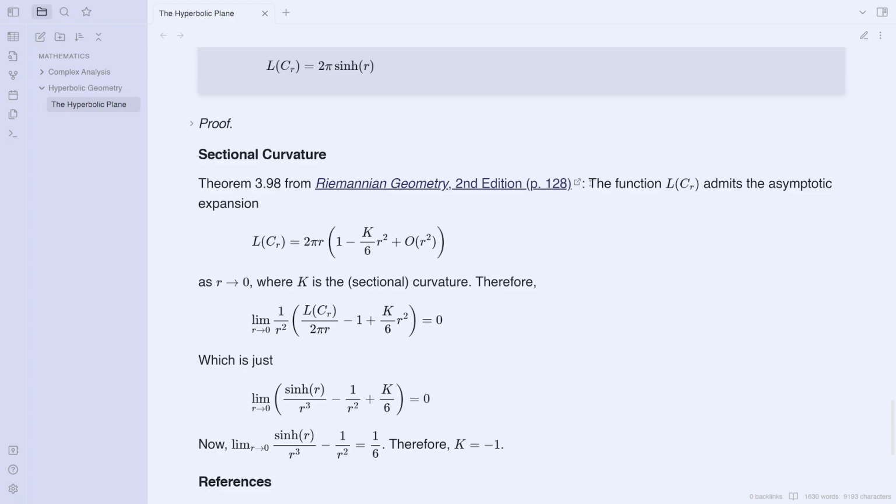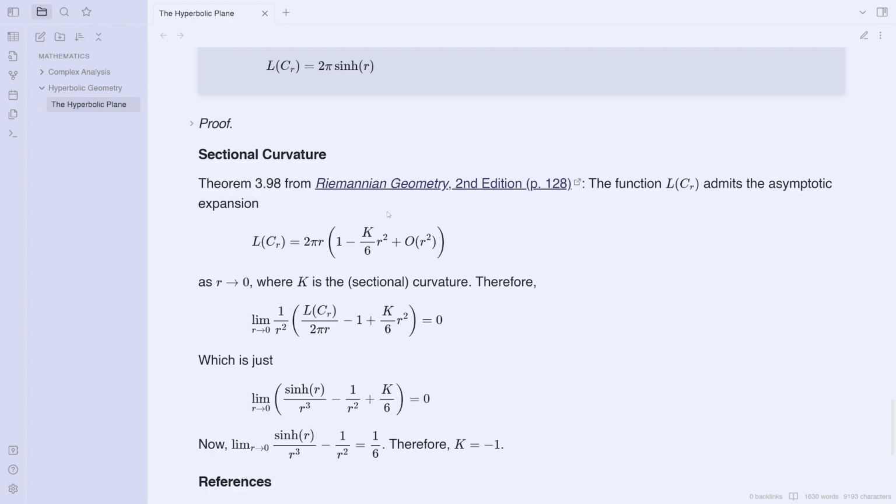So just bear with me on this. The length function here has this asymptotic expansion as r goes to 0. All that means is the limit of this expression, where k is what we're going to solve for, the sectional curvature, is equal to 0. Now you can do this. This generalizes to any Riemannian manifold. So we're going to apply this general result to, in our case, the Riemannian manifold that is this hyperbolic space, and the metric is the hyperbolic metric.